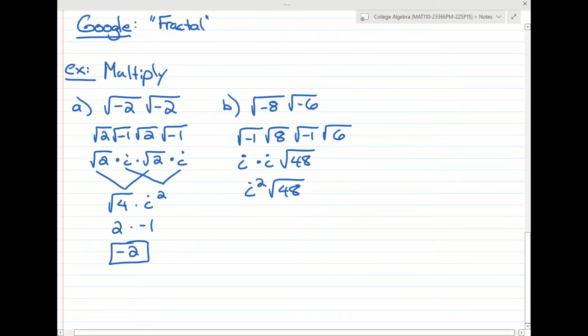We just talked about i squared is -1. To figure out what the square root of 48 is, we could either use the technique of perfect squares, or we can make the prime factorization trick. I know that 2 goes into 48 24 times, 2 goes into 24 12 times, 2 goes into 12 6 times, 2 goes into 6 3 times.